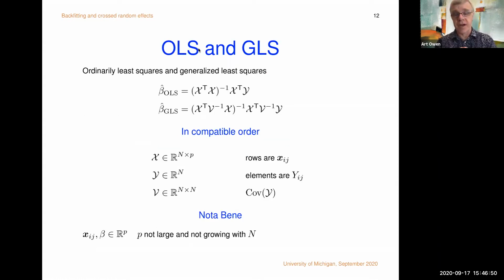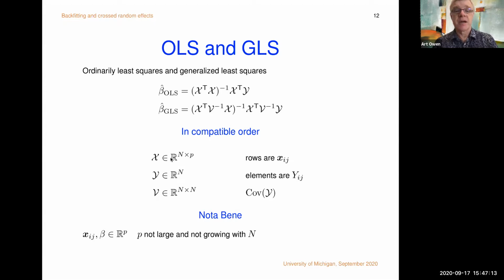Now let's contrast ordinary least squares with generalized least squares. In this cross-random effect setting, you could actually run ordinary least squares. It would be consistent. You should actually run generalized least squares using the covariance of the data. And here's what these quantities are.